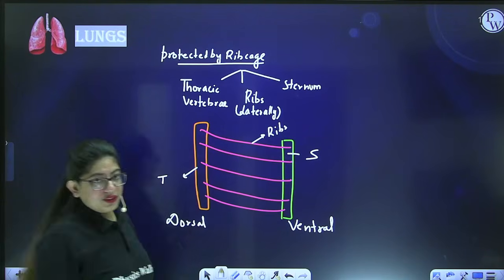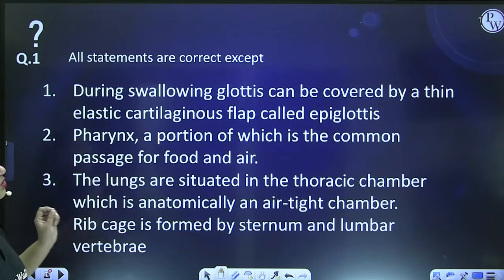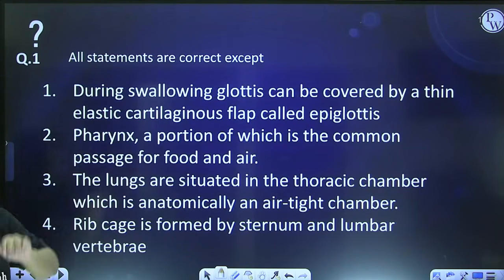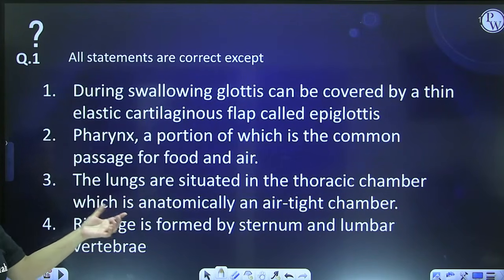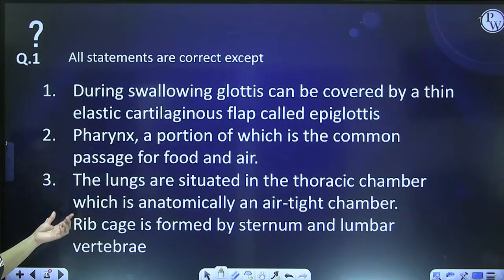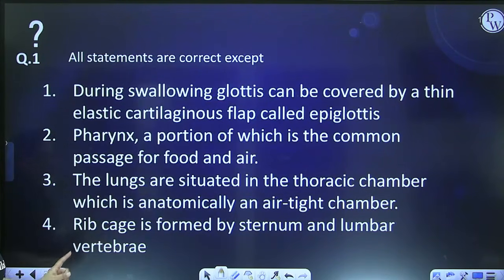Okay, let's solve the question now. All statements are correct except: during swallowing, the glottis can be covered by a thin elastic cartilaginous flap called the epiglottis. The pharynx is the common passage for food and air. The lungs are situated in the thoracic chamber, which is an anatomically airtight chamber. The rib cage is formed by the sternum and lumbar vertebra.